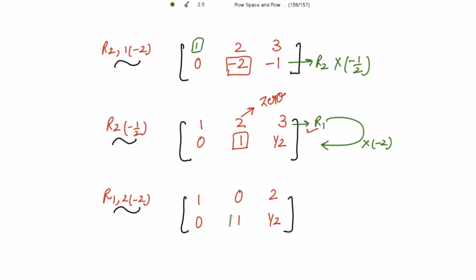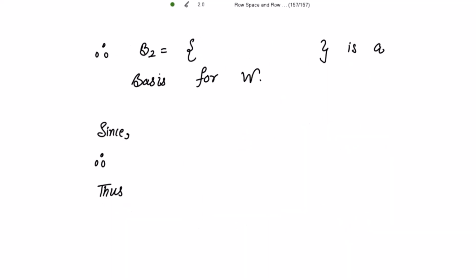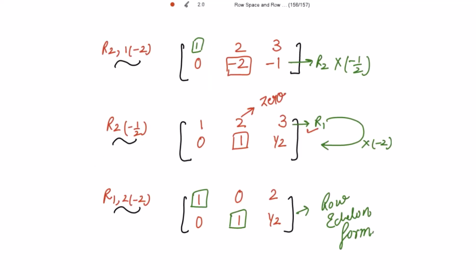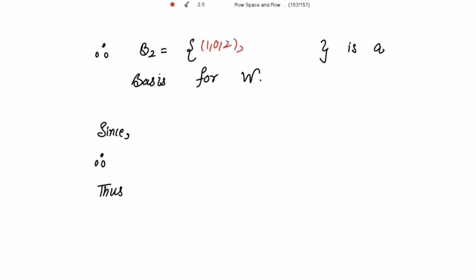So now we get another leading element for the second row, and also there is already a leading element for the first row. So this is now your row echelon form. And now writing the basis for W, that is from the first row we get 1, 0, 2. And from the second row we get 0, 1 and 1/2.